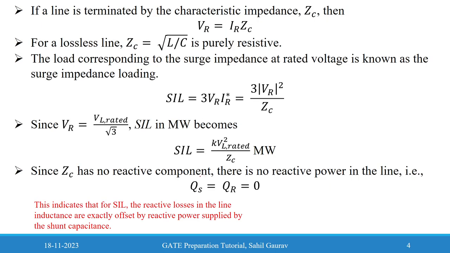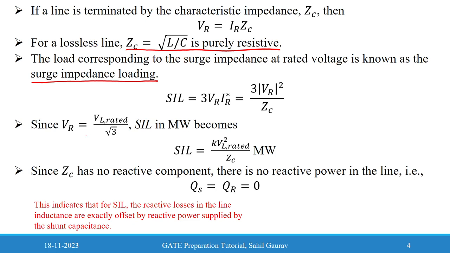Now if a line is terminated by the characteristic impedance, then you can write VR is equal to IR ZC. And for a lossless transmission line, we have seen the surge impedance is purely resistive in nature. So this is also important. ZC is equal to under root L by C, purely resistive because no imaginary part comes here, and this load corresponding to surge impedance at rated voltage is known as the surge impedance loading. So we can write surge impedance loading as 3 VR IR square, so 3 VR square divided by ZC, where VR we have taken as phase voltage.